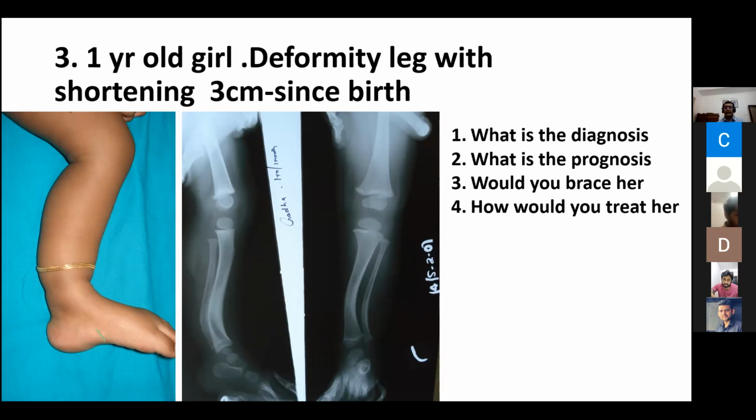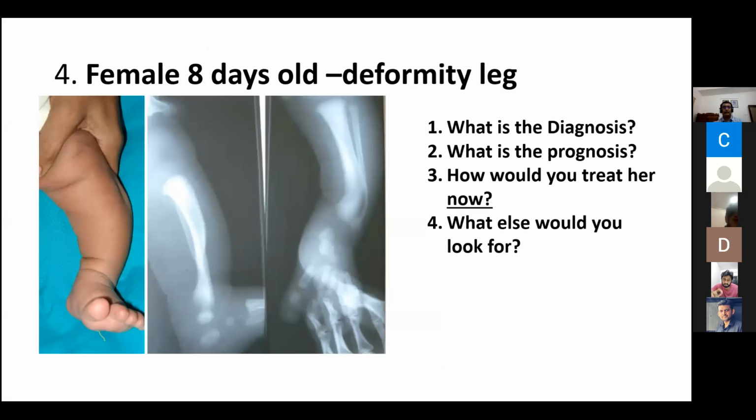So why did you say guided growth? What is the role of guided growth here? You mean contralateral epiphysiodesis? Do you think that is needed, because the shortening generally never exceeds 5 centimeters? So you can conveniently lengthen it. Okay. Now we'll go on to the next one.